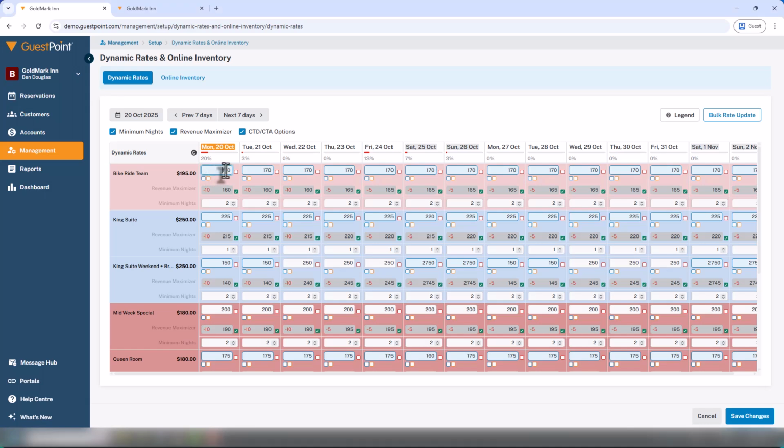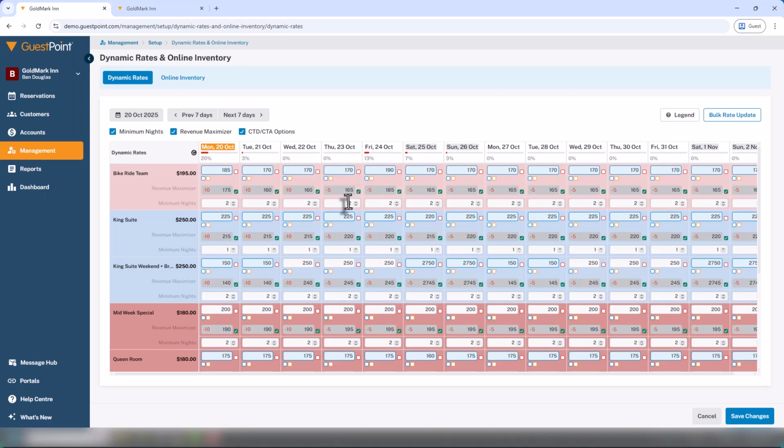You can update individual rates. So for the bike ride team on the 20th of October, I'm going to raise the rate up to 185. And I can see Friday the 24th of October sitting a bit higher in occupancy. I might raise that one up to 190 for the bike ride team.